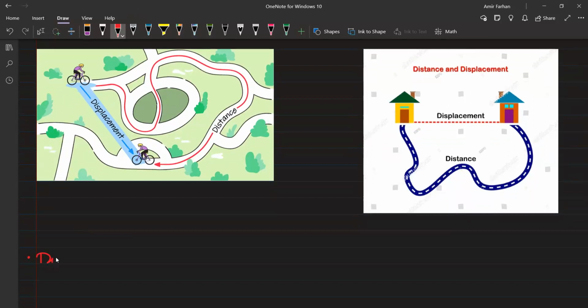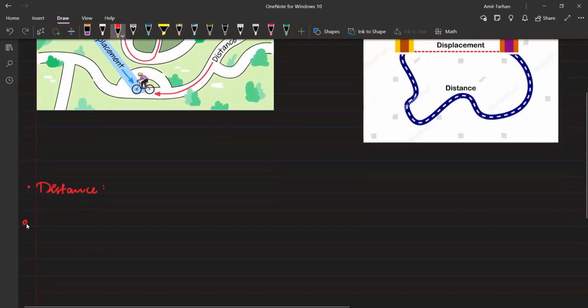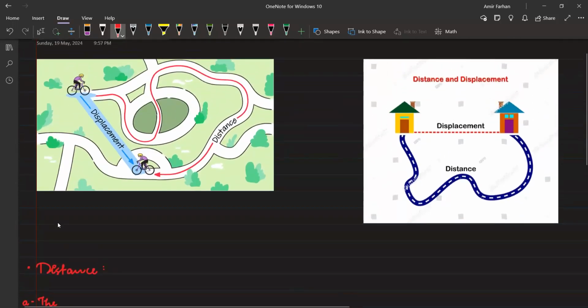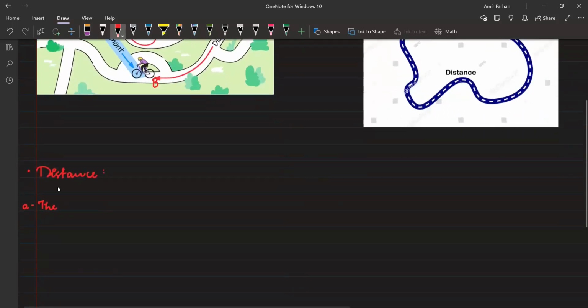If we talk about distance, suppose you see this example, you have to go to this point. Displacement is the shortest route from point A to point B, and distance is the actual path that is present between A and B.